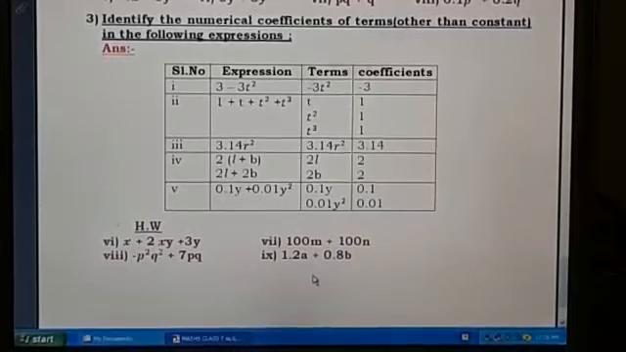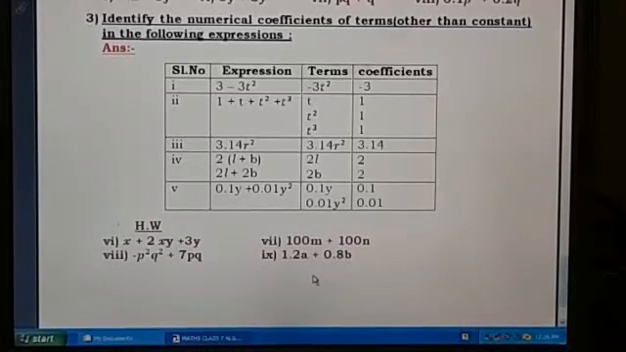So like that, next expression: t square, t cube are there. Before t square and t cube, no number. So we have to consider it as 1. So the coefficients will be 1. So like that we have to write.